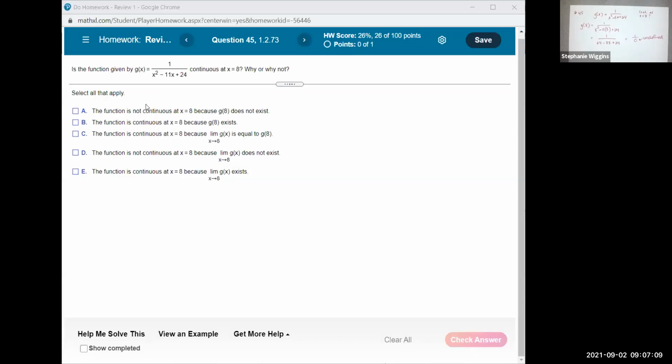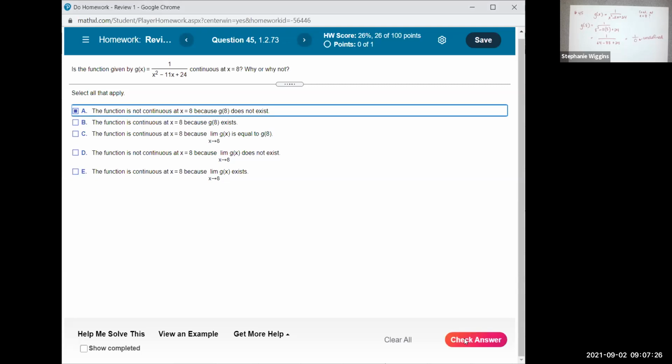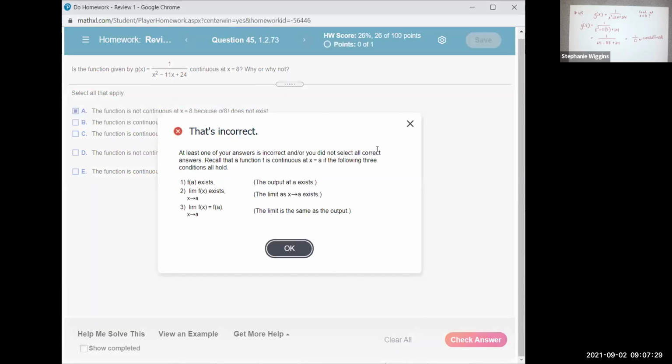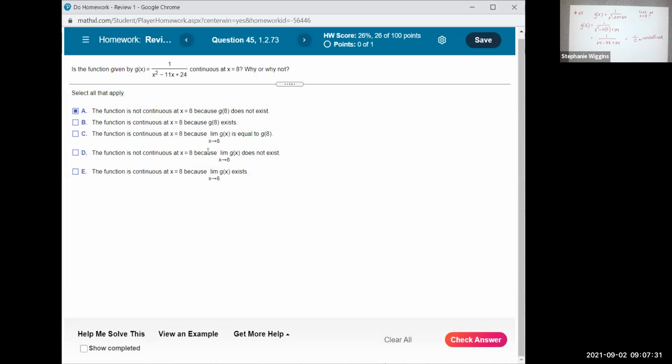And so that one is not continuous, because your function right here is not continuous at x equals 8 because g of 8 does not exist. So right there. Oh, I guess I didn't check, do they want the left and right hand limits also? But that is true. It is not continuous because this, I guess it says select all that apply. So I better look for something else.